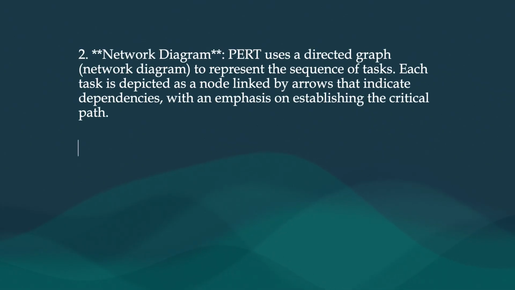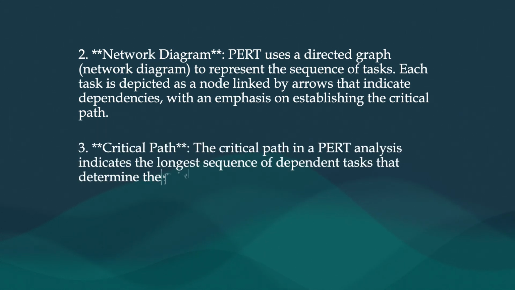PERT uses a directed graph, that is a network diagram, to represent the sequence of tasks. Each task is depicted as a node linked by arrows that indicate dependencies, with an emphasis on establishing the critical path. Next point is critical path.